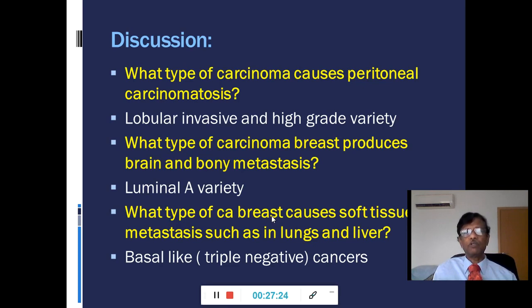What type of carcinoma causes peritoneal carcinomatosis? It is said that the lobular invasive variety with high grade may reach the peritoneum, and it is said to be a really dangerous variety which causes death in early phases.